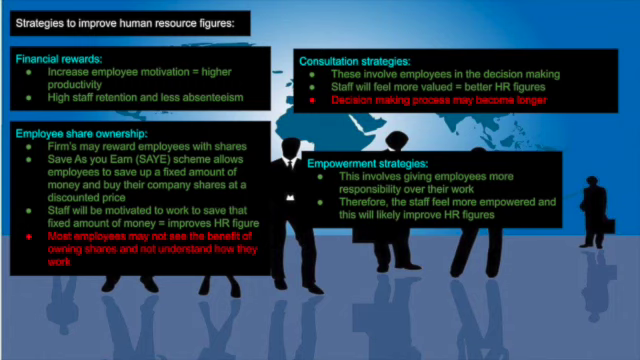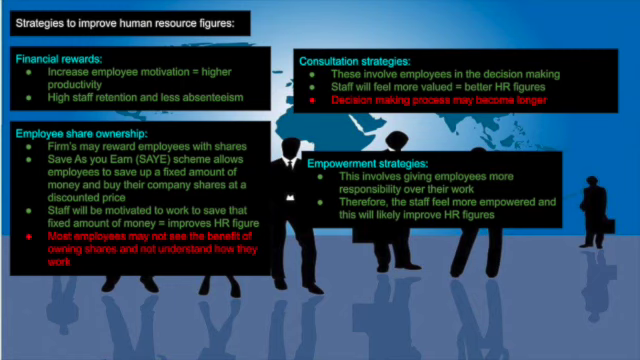So as I said, this slide talks about ways to improve all the HR figures. So you've got financial rewards, increase employees and motivation and higher productivity, and you also have higher staff retention. Now you've got employee share ownership. So firms may reward employees with shares. The Save As You Earn scheme allows employees to save up a fixed amount of money and buy their company shares at a discounted price. Staff will feel motivated to work, and also they will be coming in more, so it's more productive, etc.